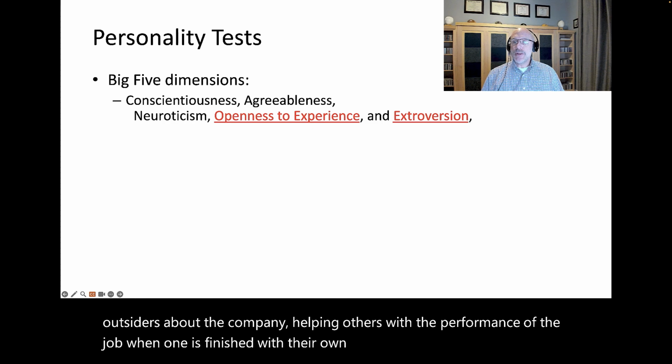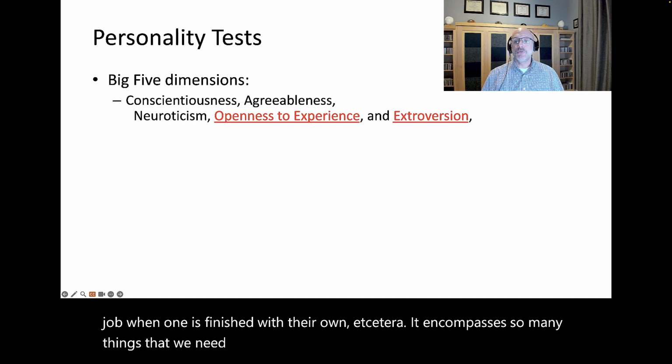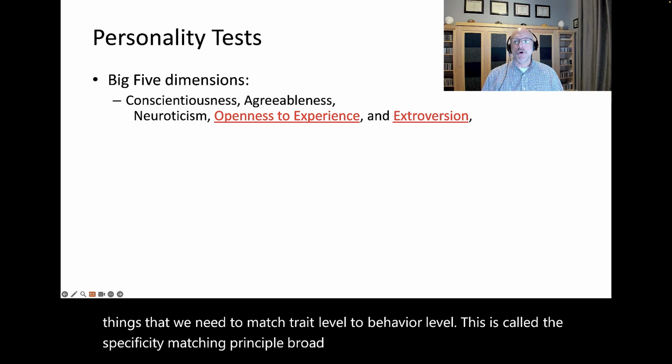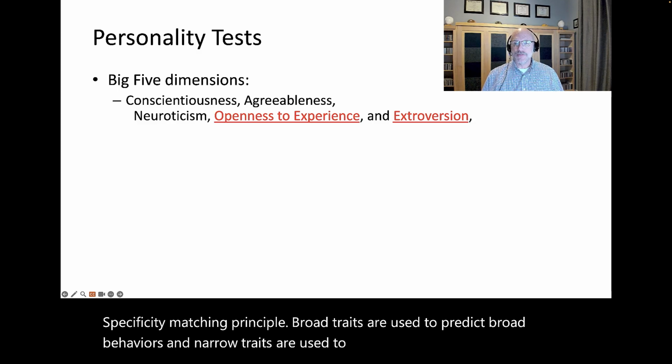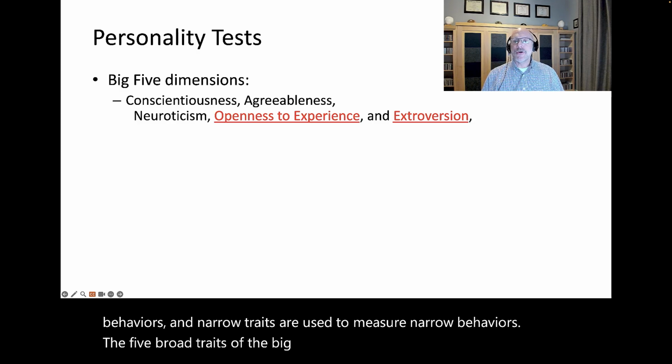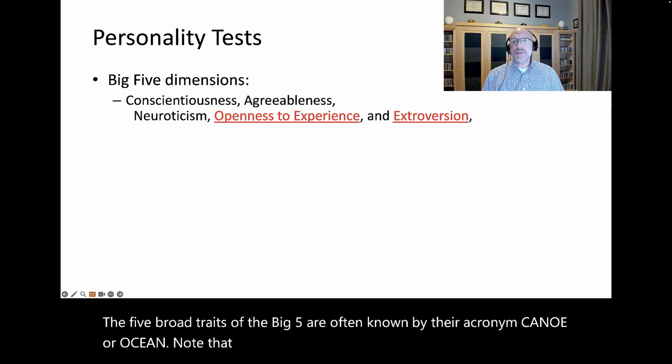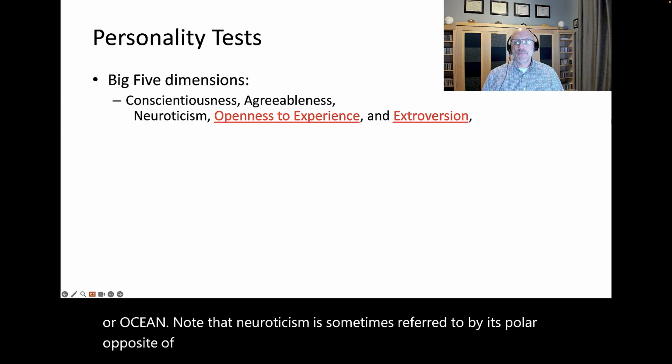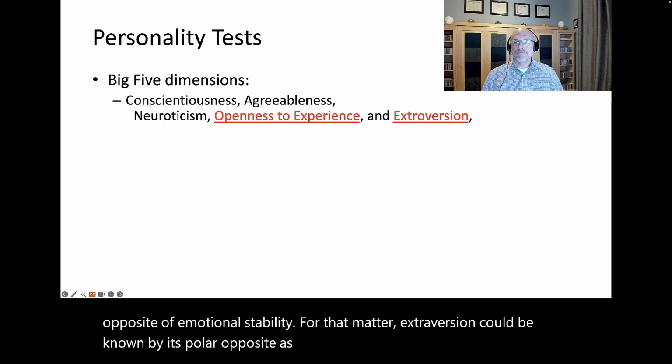It encompasses so many things that we need to match trait level to behavior level. This is called the specificity matching principle. Broad traits are used to predict broad behaviors, and narrow traits are used to measure narrow behaviors. The 5 broad traits of the Big Five are often known by their acronym CANOE or OCEAN. Note that neuroticism is sometimes referred to by its polar opposite of emotional stability. For that matter, extroversion could be known by its polar opposite as well, introversion.